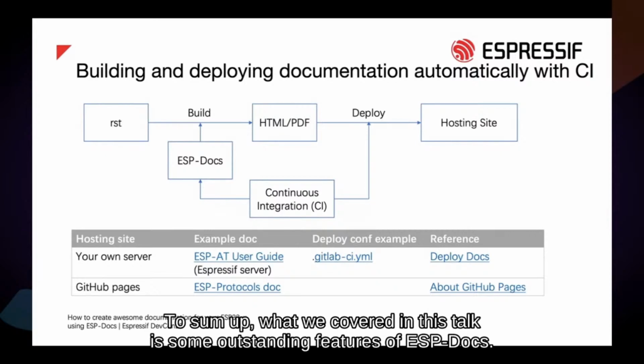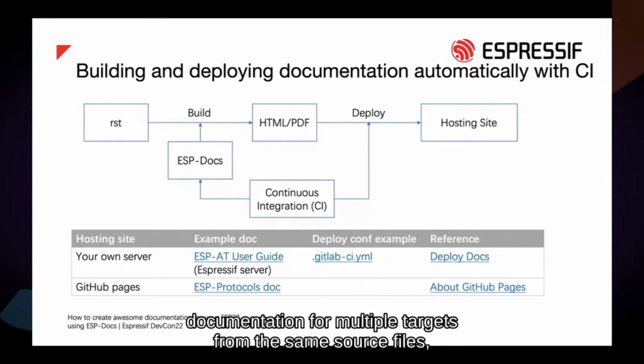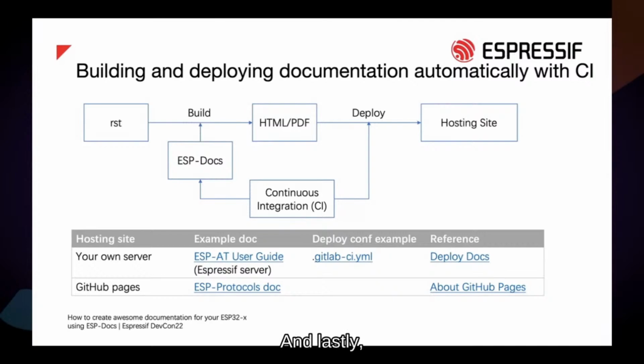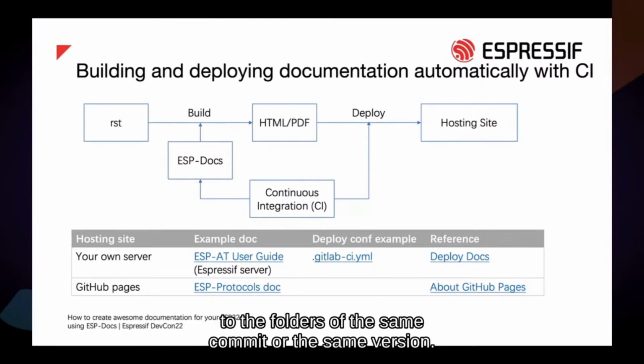To sum up, what we covered in this talk is some outstanding features of ESP-Docs. The first one is how to write documentation for multiple targets from the same source files, and then how to automatically generate API documentation. And lastly, two very useful extensions, redirect HTML pages and link documentation to the folders of the same commit or same version.